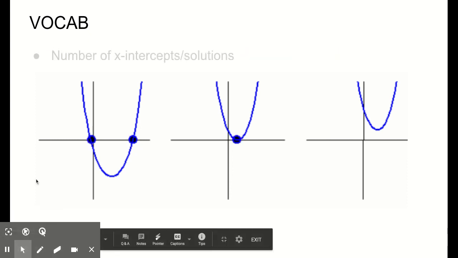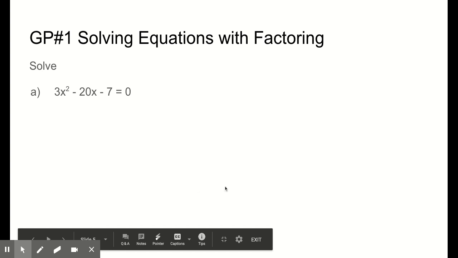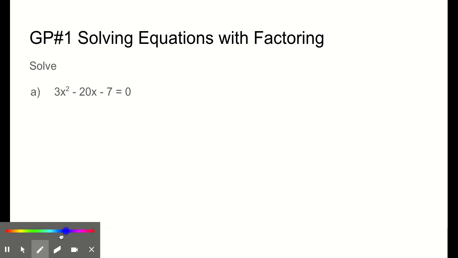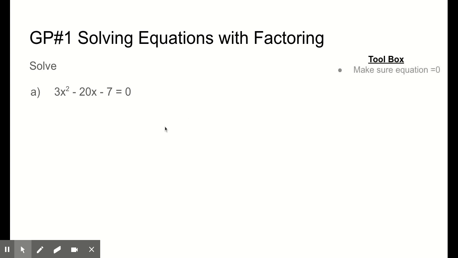So let's go ahead and take a look at some guided practice problems. I went ahead and included some toolbox items with our guided practice problems today. They're going to be the same for each of them. But the first thing that we always have to check for is to make sure that our equation is equal to 0. So right now, this equation is already equal to 0, so that is already taken care of for us. We don't have to worry about that step.